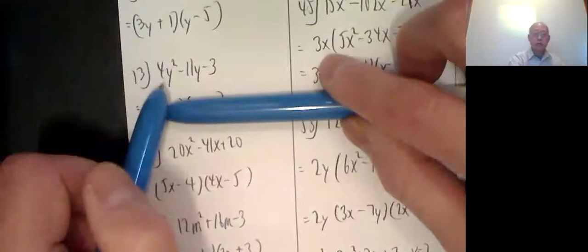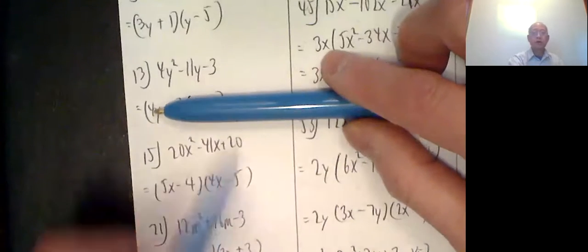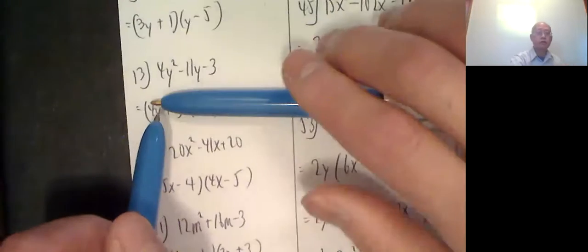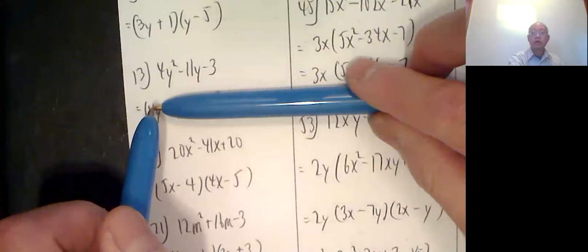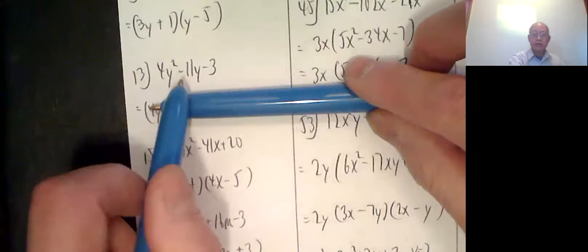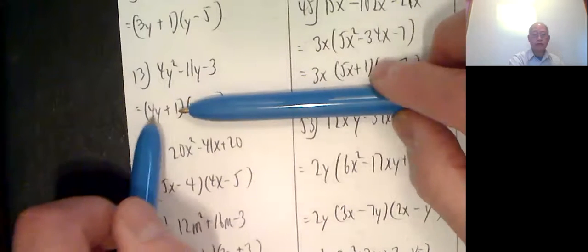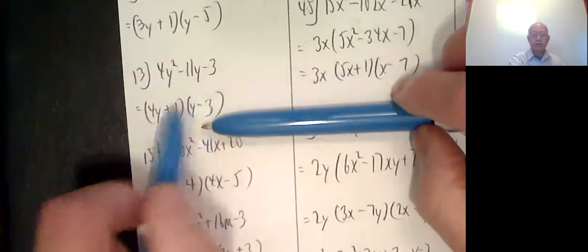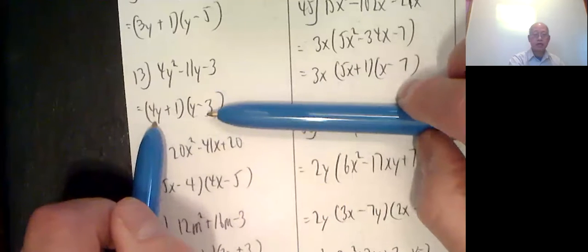Okay, 13. 4y squared. This one's a little bit harder because 4y squared, you know the y squared is a y and y, but 4 can be 1 times 4 or 2 times 2. Okay. Fortunately, 2 times 2 can be eliminated because 2 and 2 will only give you even numbers. This is an odd number, so you have to have a 4 and a 1. So 4y and a 1y. 3 is either going to be 1, 3 or 3, 1. In this case, it's going to be like this. Minus 3 and a plus 1, because that gives me negative 12y plus 1y.